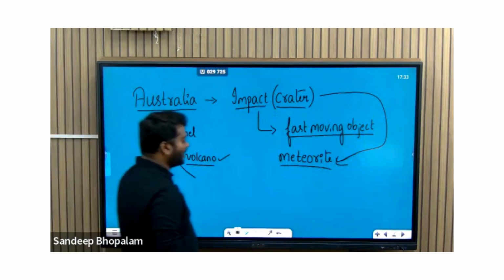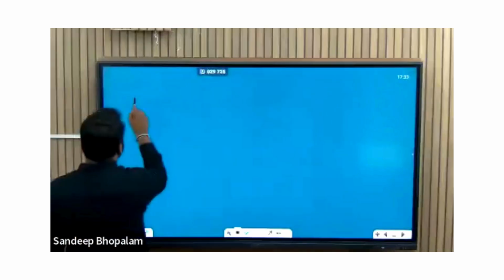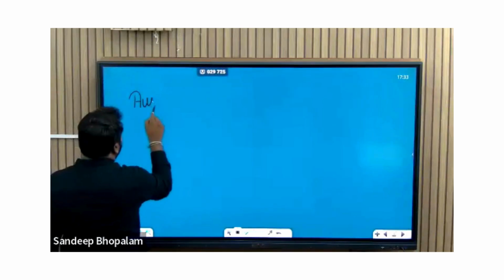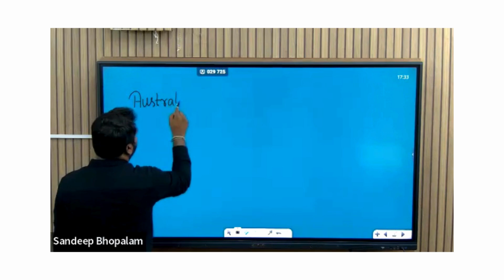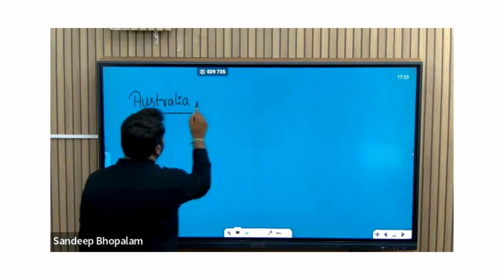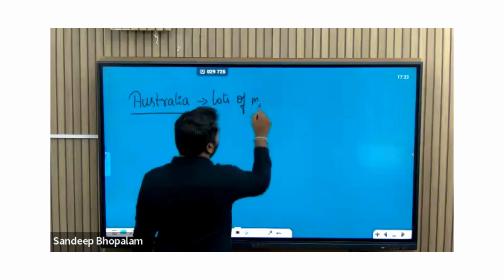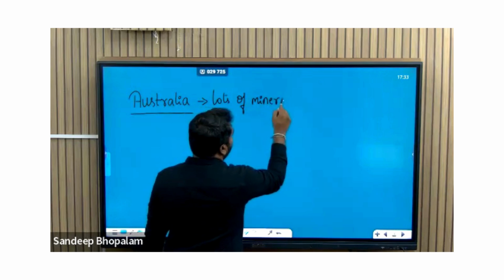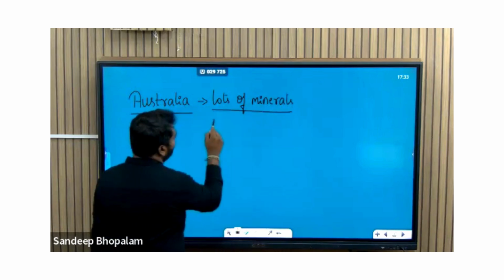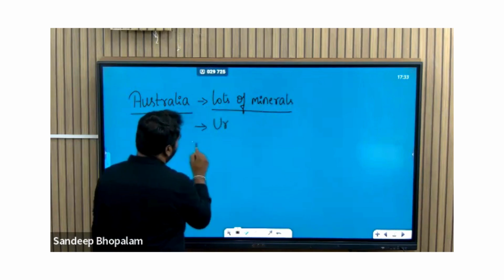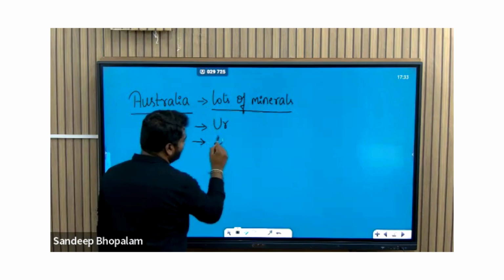I want you to know one another aspect with respect to this. What is it? That is, guys, remember, Australia is extremely important because Australia has lots and lots of minerals. You might have even heard that Australia is famous for uranium, right? Australia has diamonds.